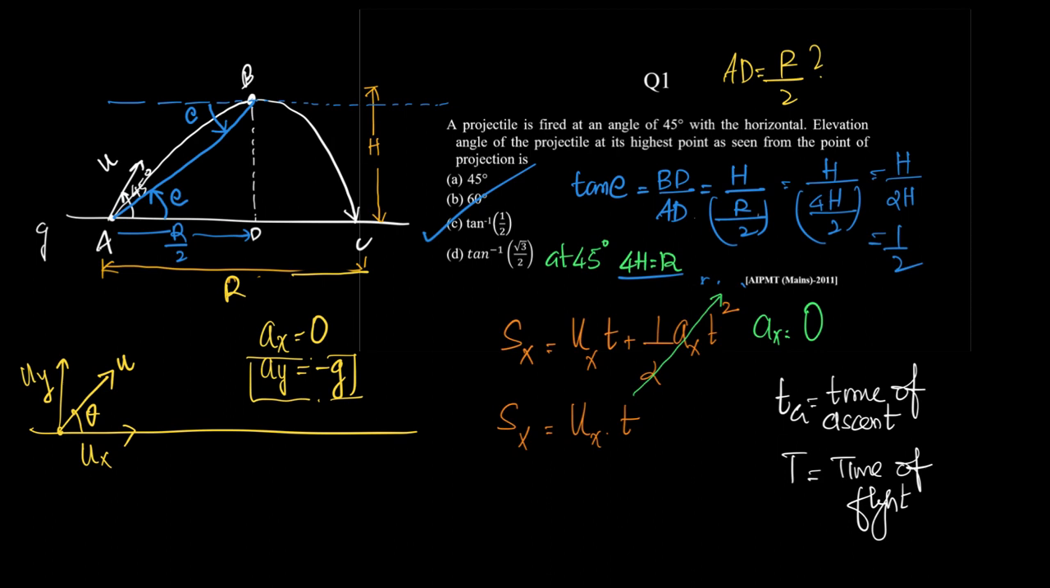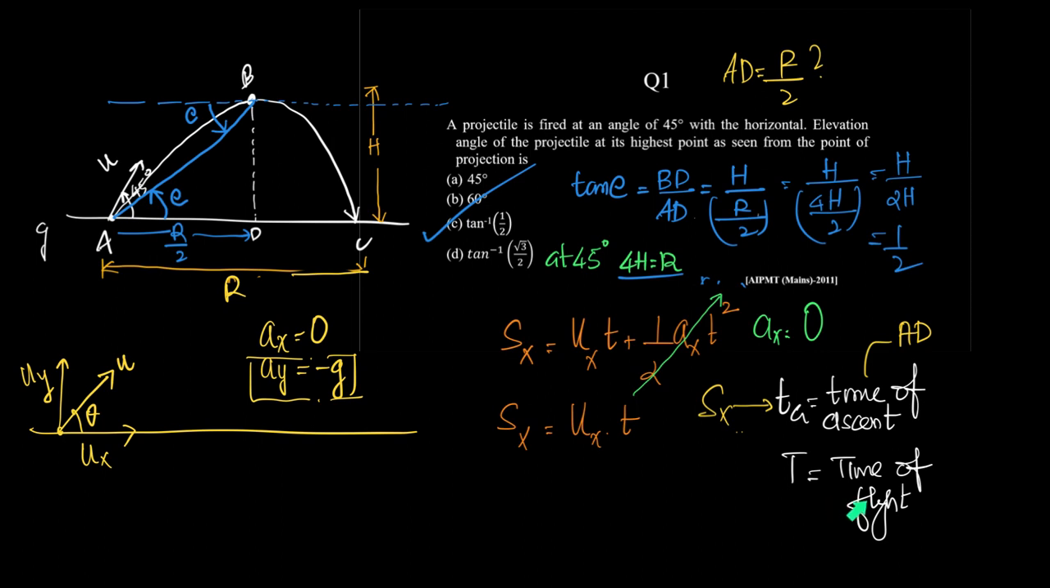So, what is Sx corresponding to Ta? Let us see. Time of ascent is the time taken to reach B from A. What is Sx? The horizontal displacement in that time. So when it has reached B, the corresponding position is D, and therefore the horizontal displacement is the final position minus the initial position, which is AD. Therefore, Sx at time of ascent is equal to AD.